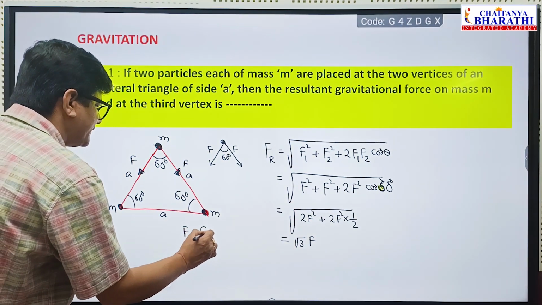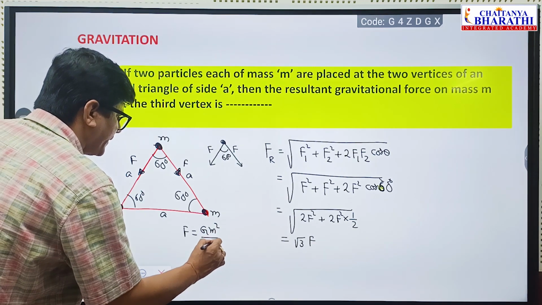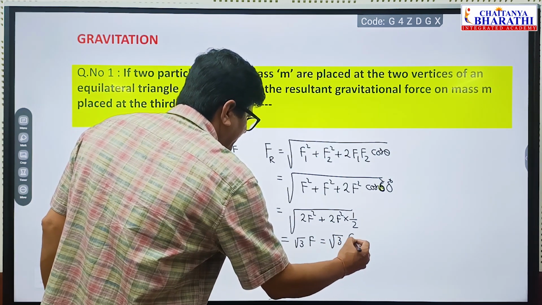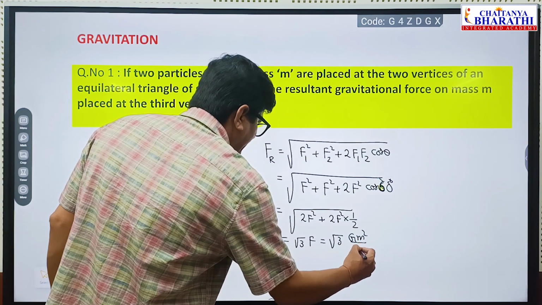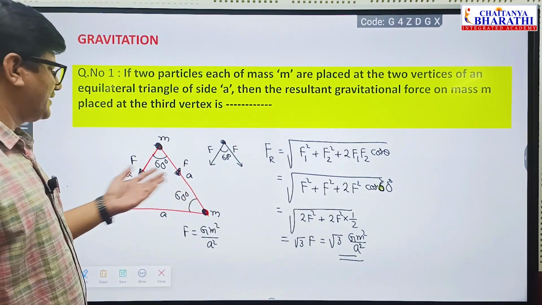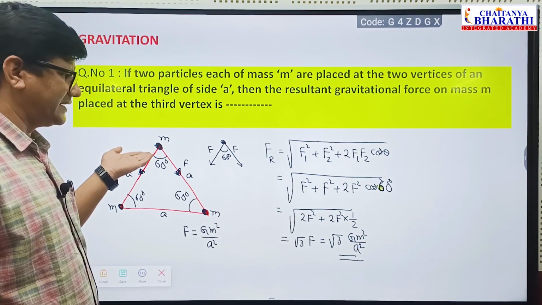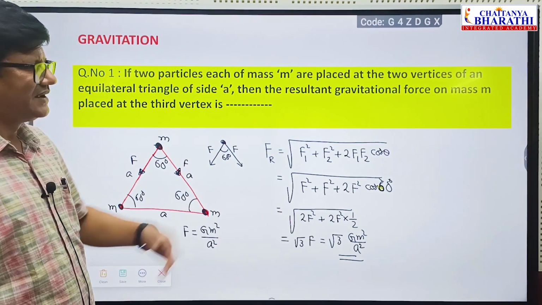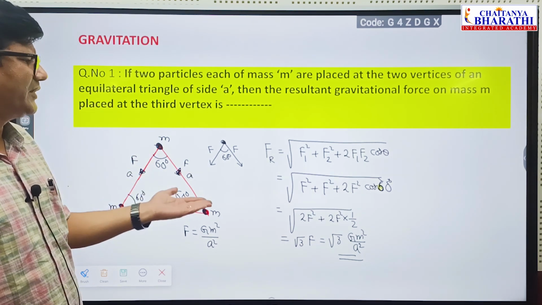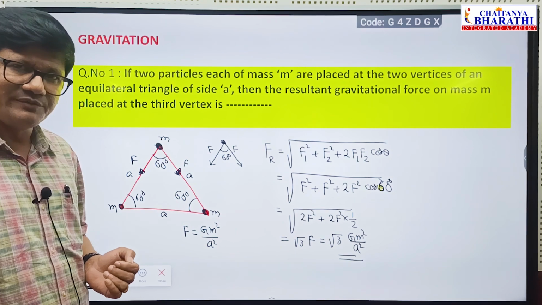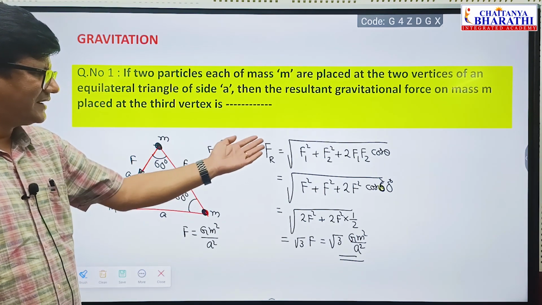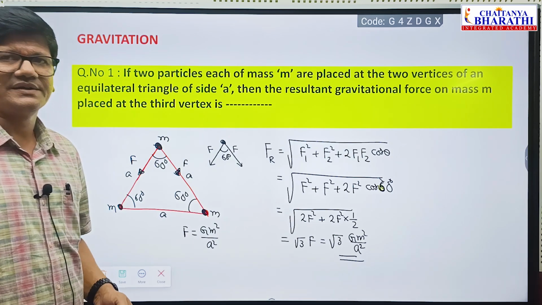So what is the F value from here? F equals G m into m, that is G m square by a square. You replace this force, so we get root 3 G m square by a square. So this is the resultant force on any one of the vertices. We have taken the third vertex. So at that third vertex, the force is root 3 G m square by a square, sir. So using the simple formula F equals G m square by a square, and applying the vector algebra formula for the resultant force, we can finally calculate that force.